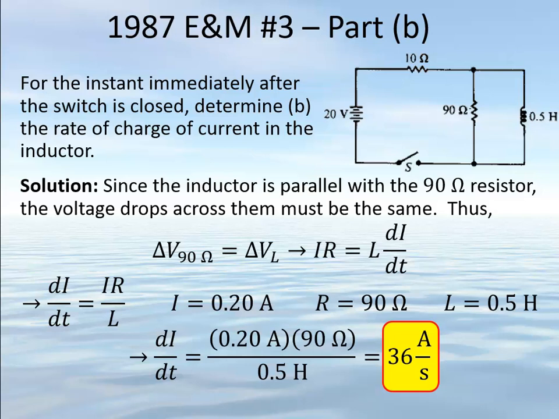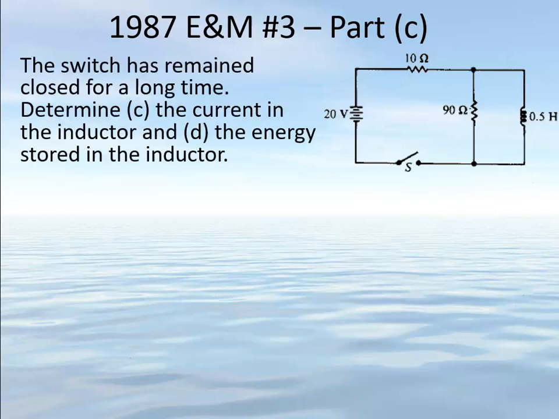So at the instant that the switch is closed, there's no current going through the inductor, but there is a non-zero rate of change of current. It's 36 amps per second, and that's actually going to decrease as current starts to go through the inductor. So now, turning our attention to parts C and D. The switch has been closed for a long time, so part C, determine the current in the inductor at steady state, and the energy stored in the inductor at steady state.